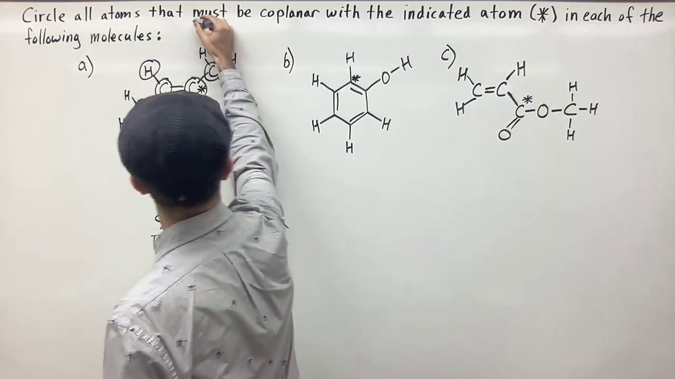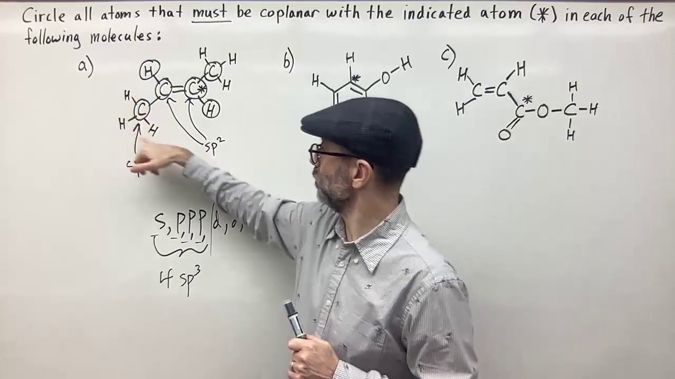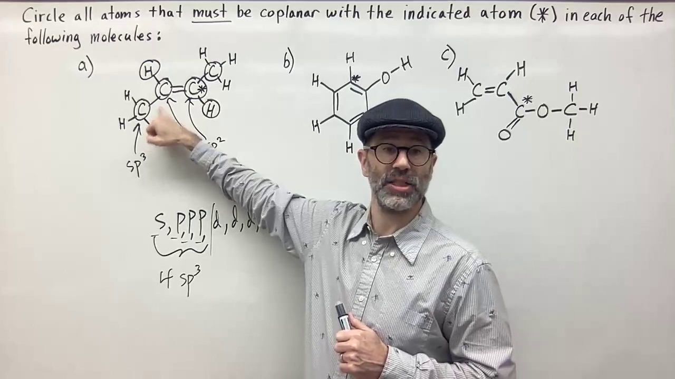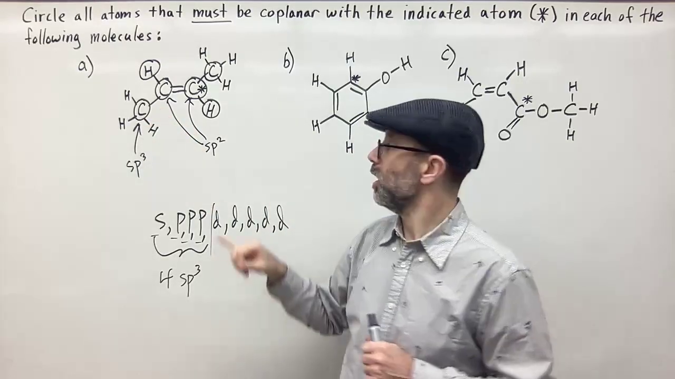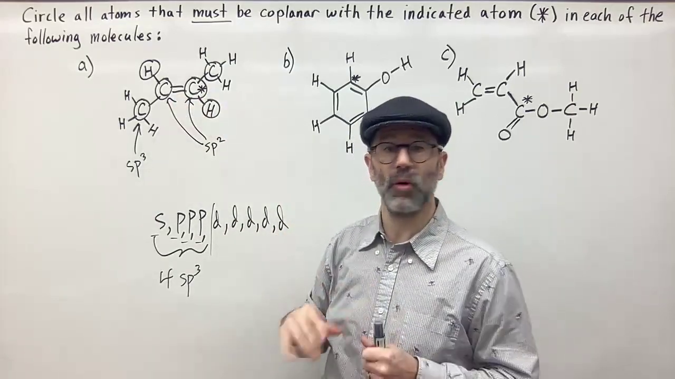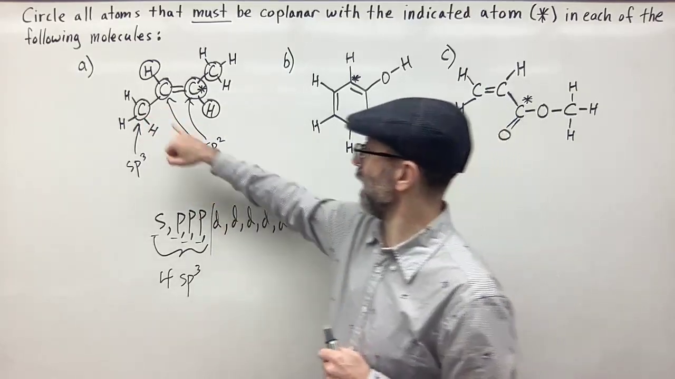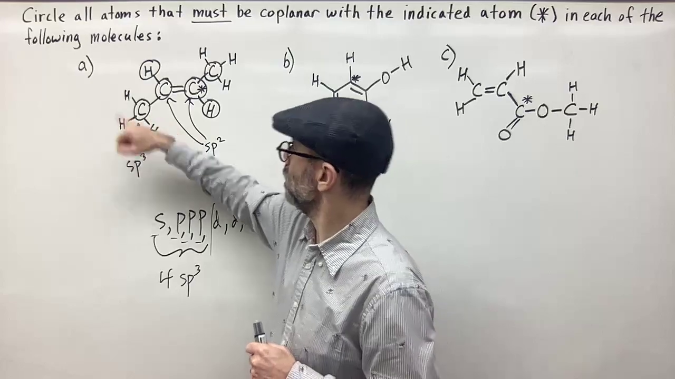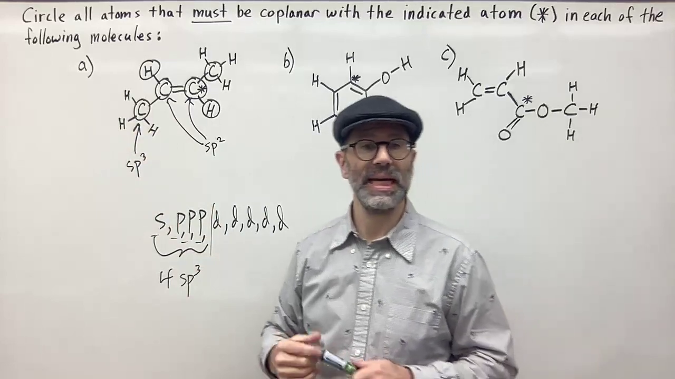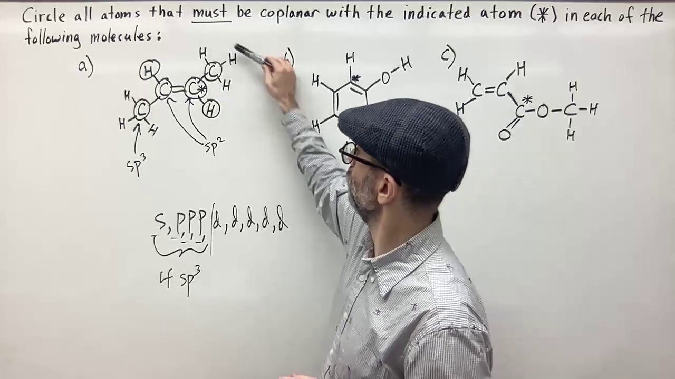So the key word here is "must be." Why are these not necessarily going to be in the same plane? Well, that's because we have a single bond here that allows for rotation. This has a pi bond, which locks it into place. There's no freedom of rotation here, but for single bonds, there is a freedom of rotation. So this could spin. None of these hydrogens are necessarily in the same plane as that one. Same goes for these 3 hydrogens.